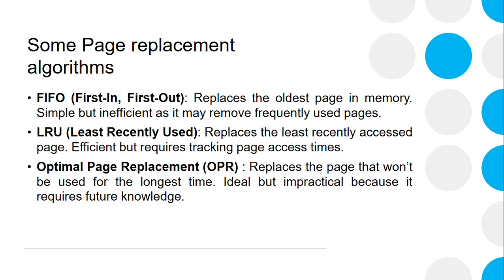First one is FIFO, first in, first out. It replaces the oldest page in the memory. Simple but inefficient as it may remove frequently used pages. Second is LRU, least recently used. Replaces the least recently accessed page. Efficient but requires tracking of the page access time.